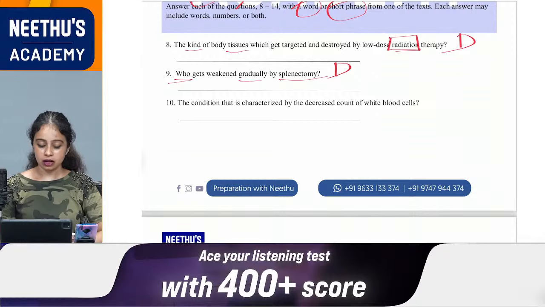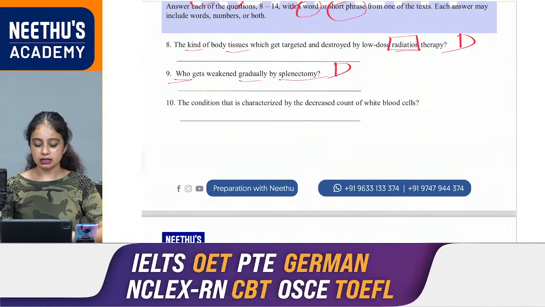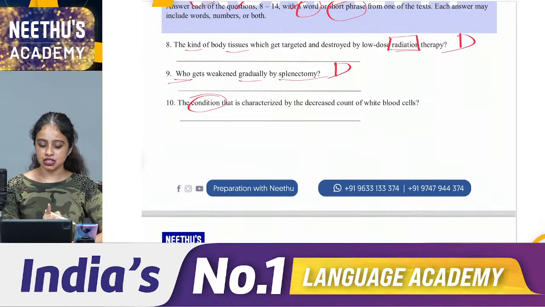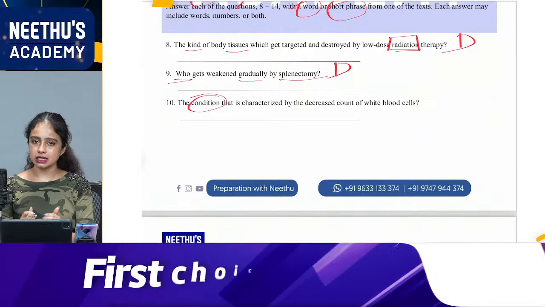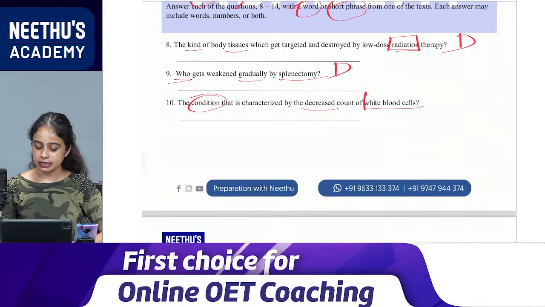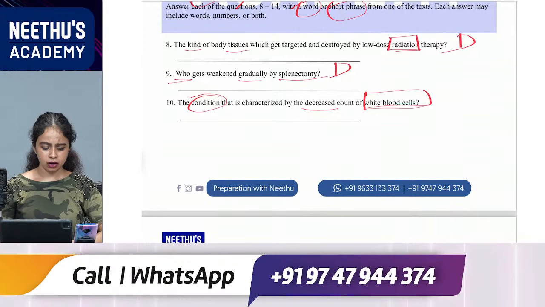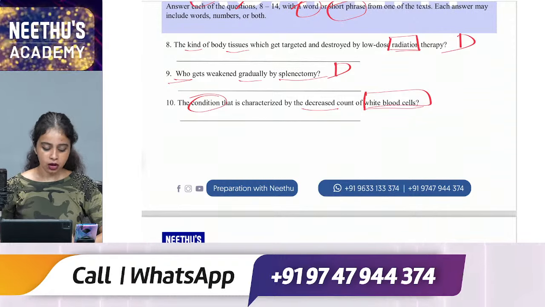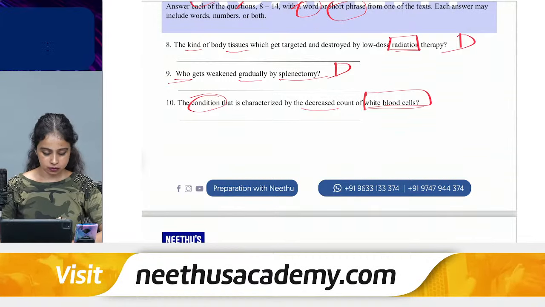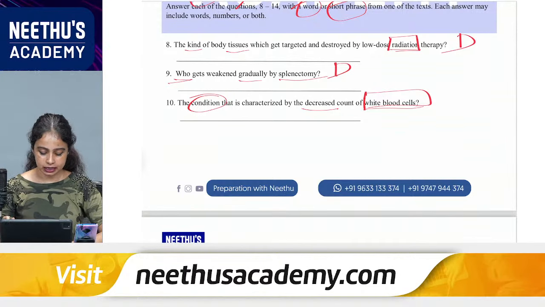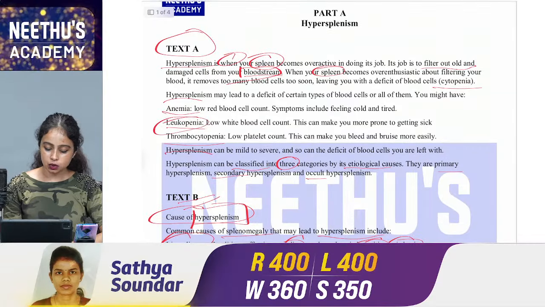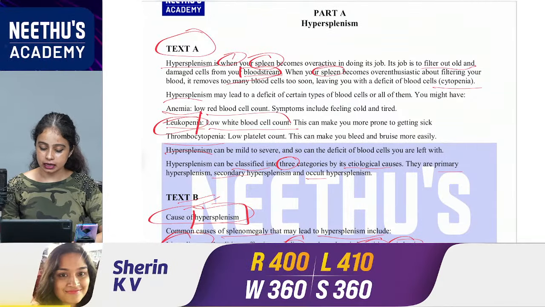Then the 10th one: the condition that is characterized by decreased count of white blood cells. So what is the condition called? My keywords: condition, decreased, white blood cells. Any idea? What is the condition called? Okay, Anu, Reshma, very good. Ammu, yes, it is leukopenia. Binsi, leukopenia should be the correct answer, which is mentioned in text A, right? So the answer should be leukopenia, low white blood cell count.